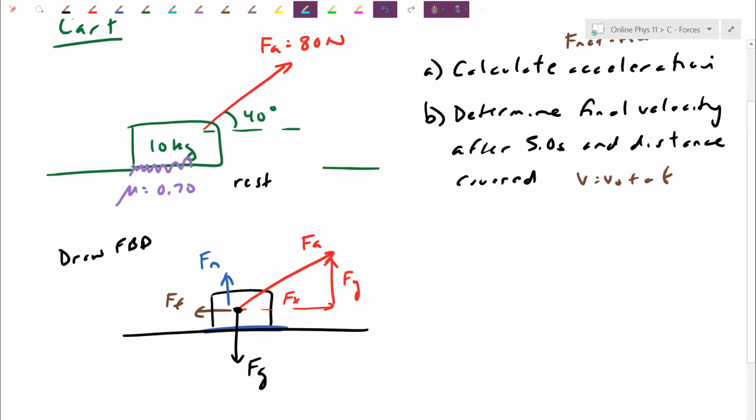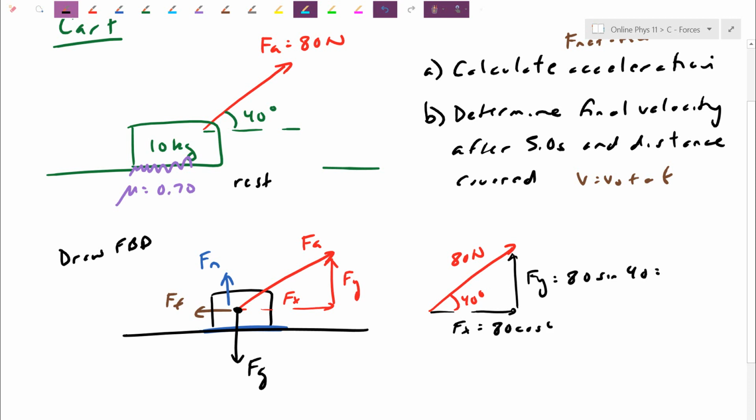I'm going to take my applied force, so that's the only problematic one here. My applied force here is 80 newtons. I can't deal with that at a diagonal. Let's do our vector work and figure out how much of it is Fx and how much is Fy. The Fy is the opposite side of this 40 degrees, so 80 sine of 40, where the other side is going to be 80 cos of 40. Making sure you're in degree mode, 80 sine 40 gives me about 51, and 80 cos 40 gives me 61.